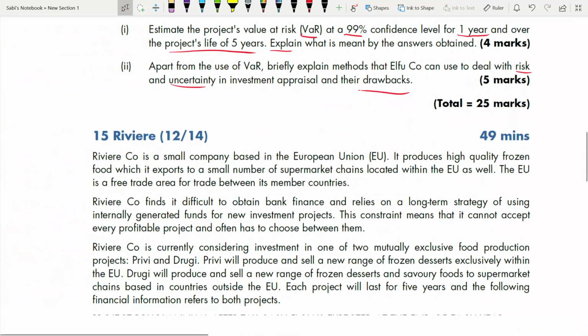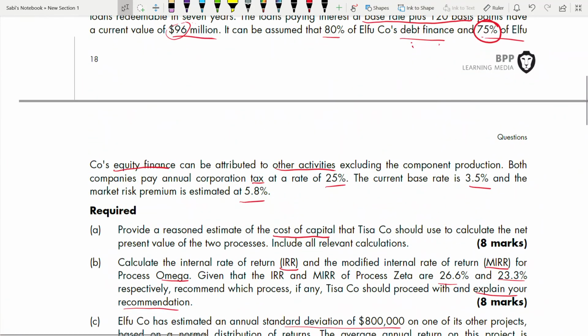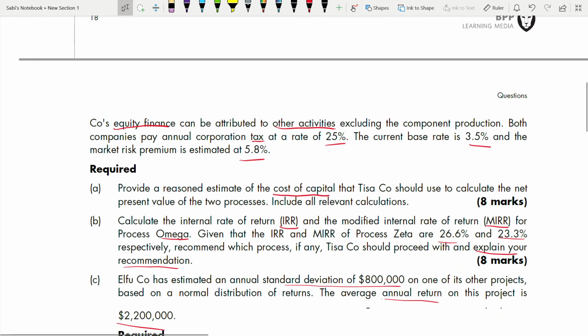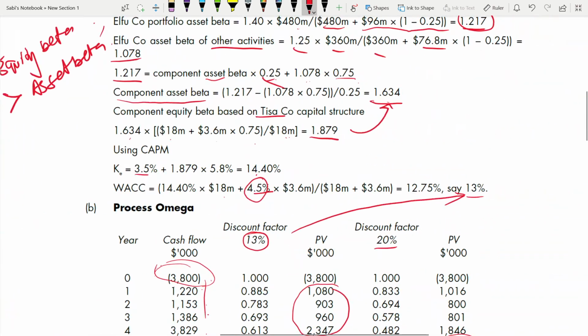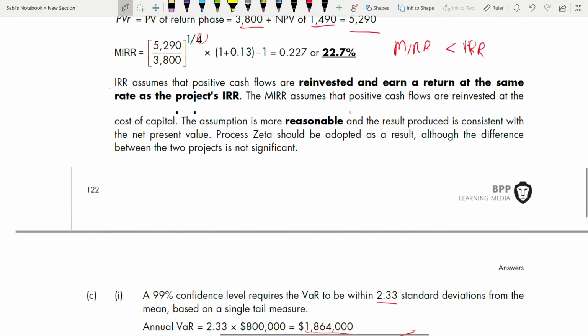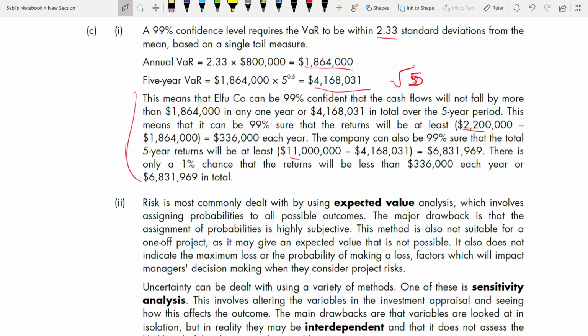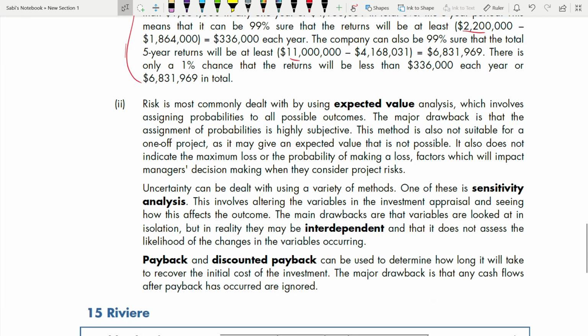So this is question 15, right? Yes. So the annual return is this. This is the annual return, by the way. You have to multiply it by 5 to get the figure for the 5 years. That's why you are getting 11 million, right? You have to subtract from that this value at risk, right?